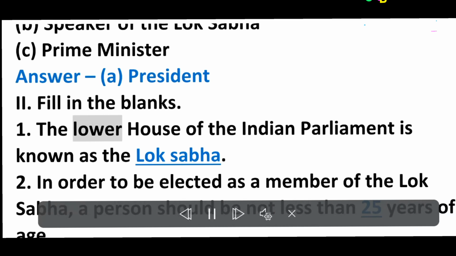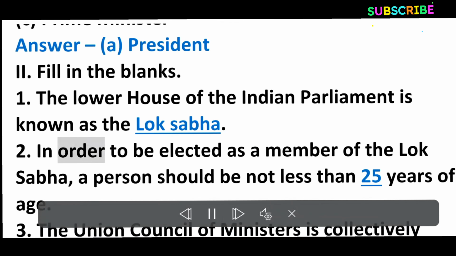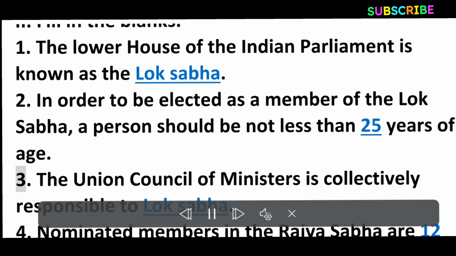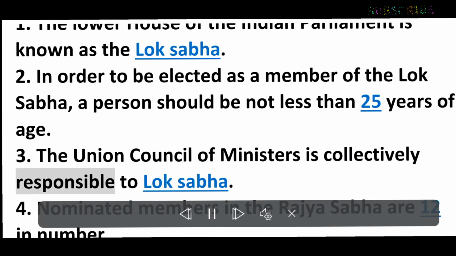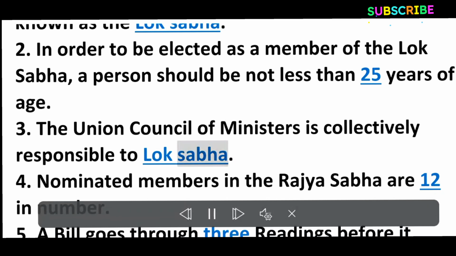1. The lower house of the Indian Parliament is known as the Lok Sabha. 2. In order to be elected as a member of the Lok Sabha, a person should be not less than 25 years of age. 3. The Union Council of Ministers is collectively responsible to Lok Sabha.